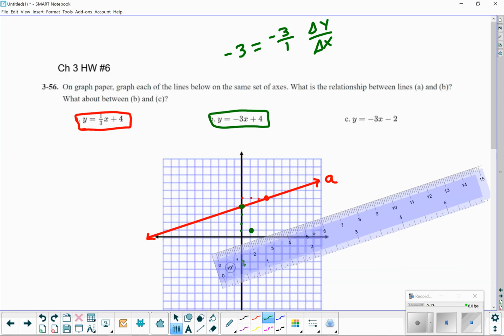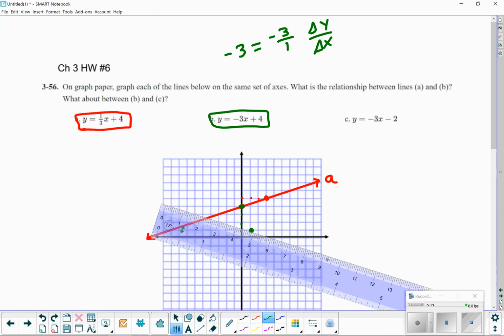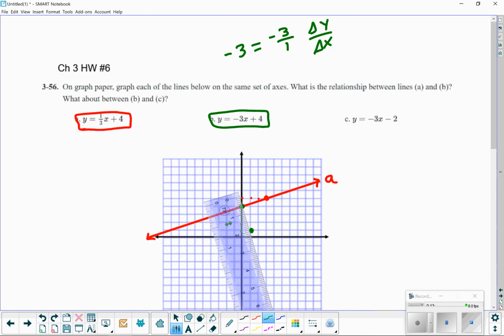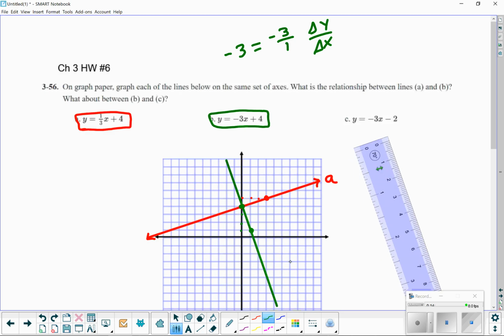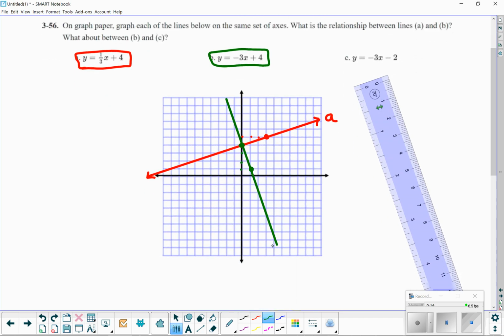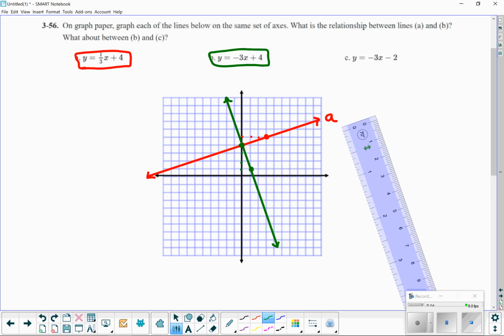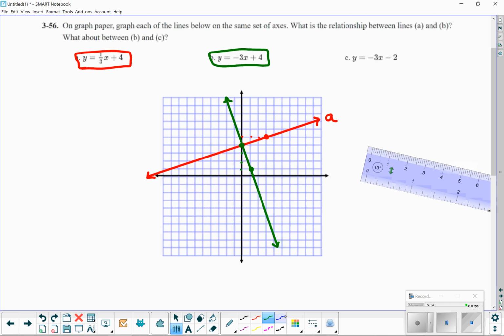So again, I'm going to use my ruler. About right there, I'm going to draw my line. Okay, this line is going to look like this. And lastly, this one's going to be my blue line. Oh, let's call that B. Lastly, my blue line, that's C.